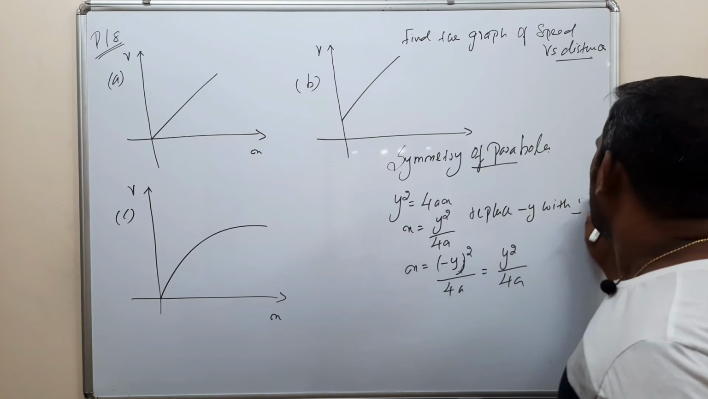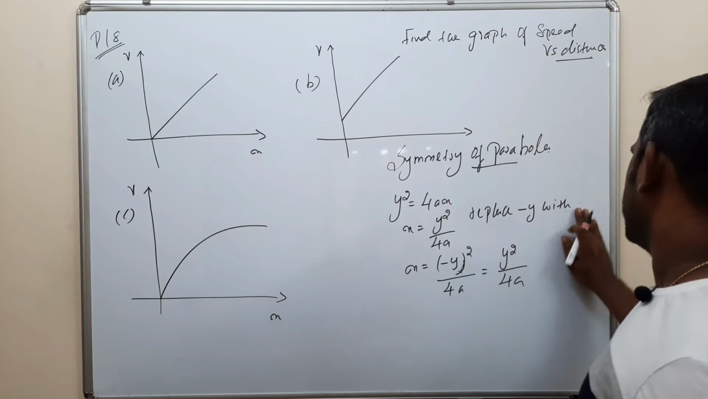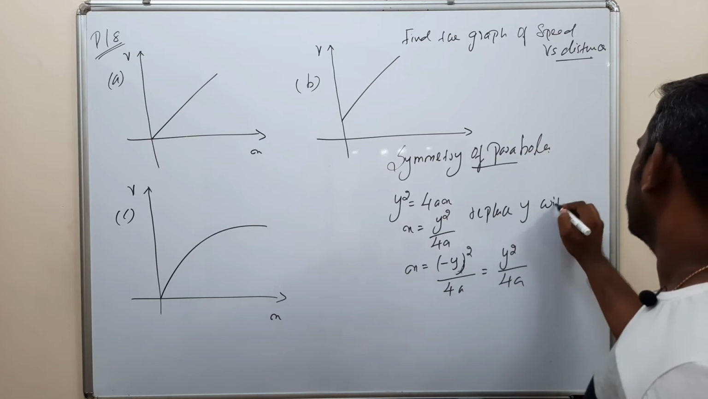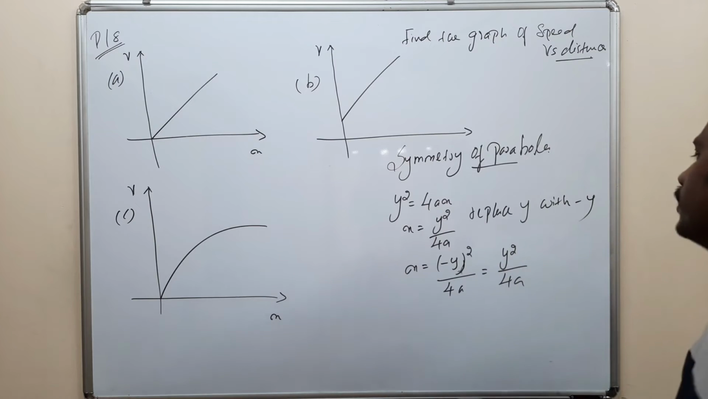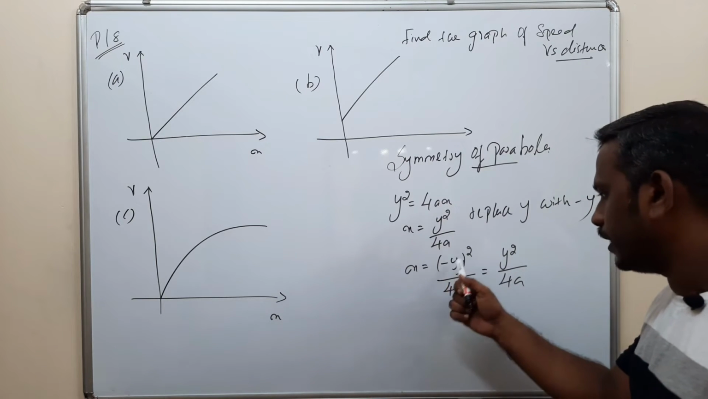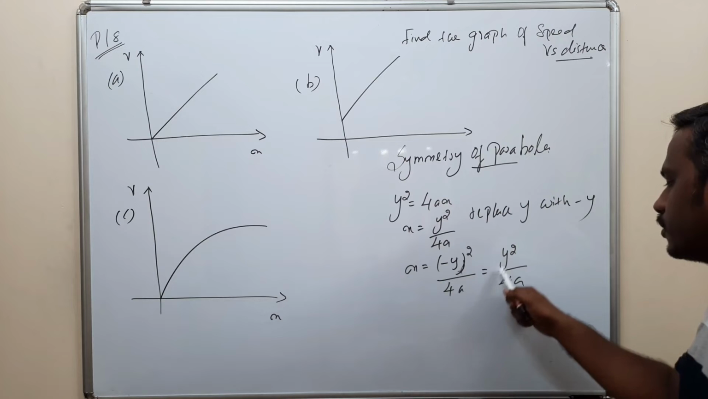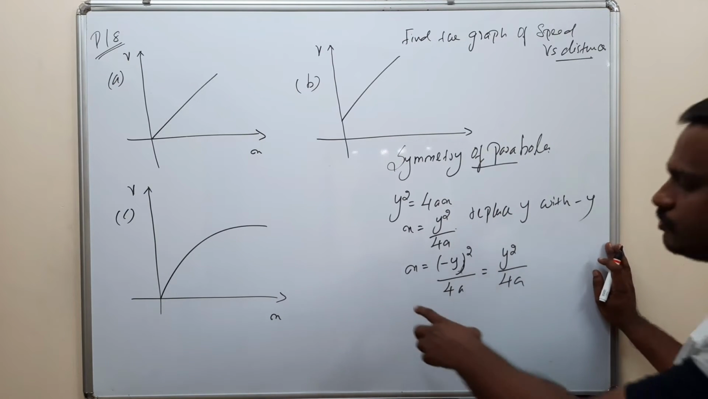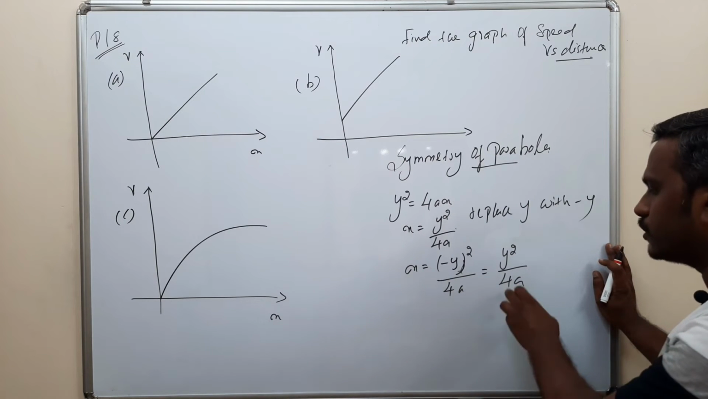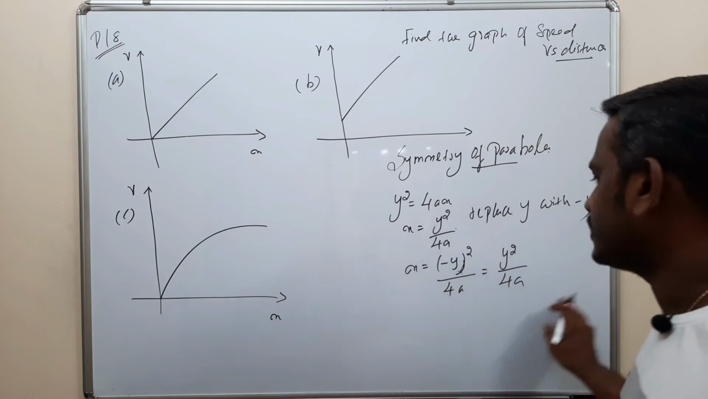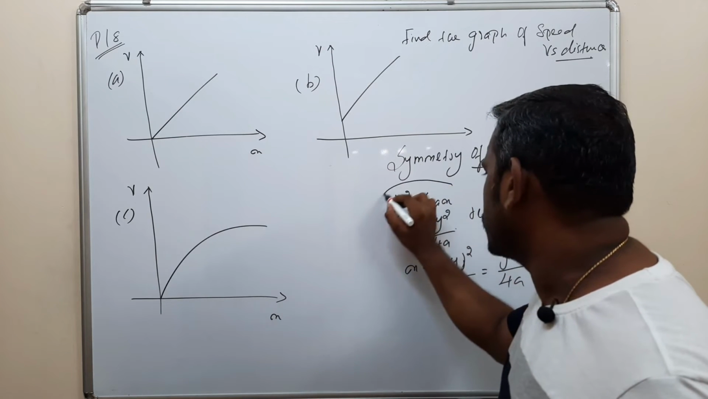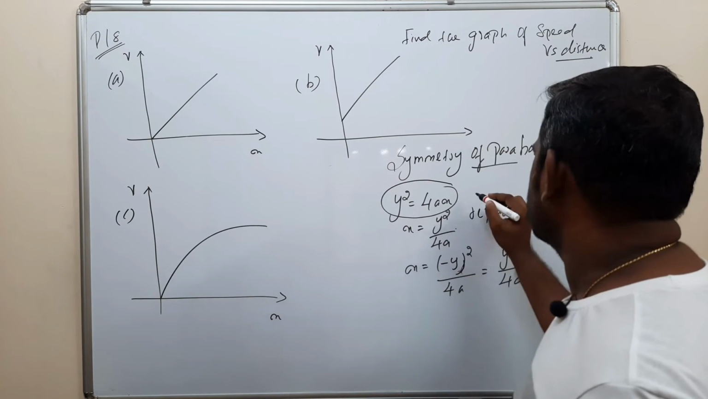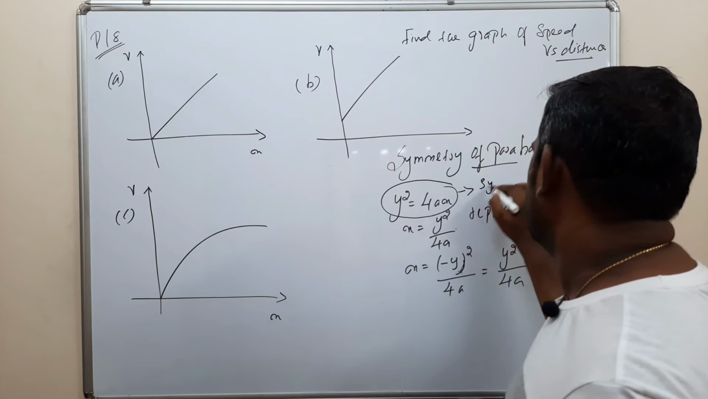Now replace y with minus y. So x equal to minus y the whole square divided by 4a, that's equal to y square by 4a. Even though we are replacing y with minus y, we are getting the same value. So x equal to y square by 4a. So this parabola, y square is equal to 4ax, is symmetric about the x-axis.